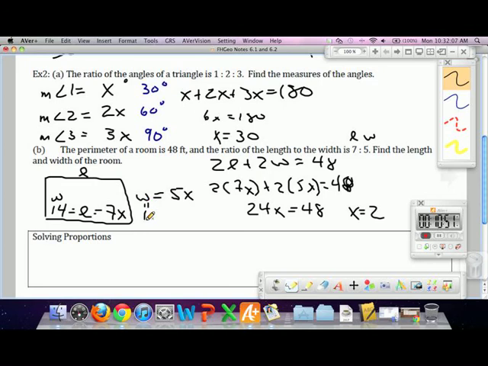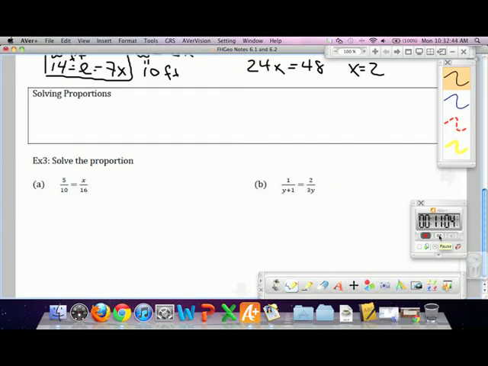Feet. Any questions thus far on ratios? All right, so let's transition to proportions.